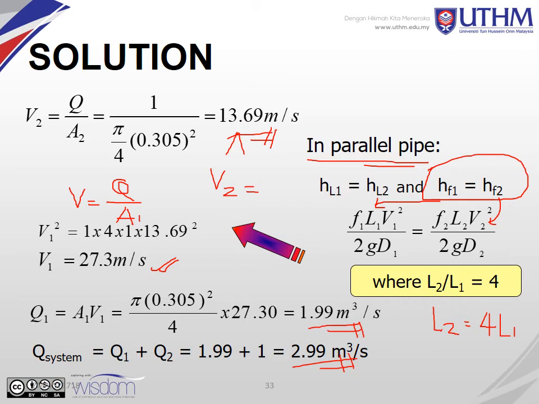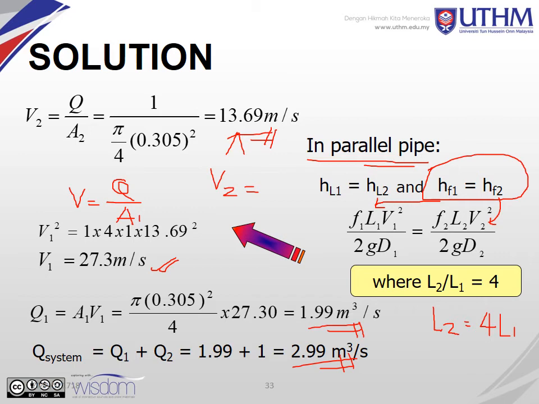Okay, after we get the velocity 1, we know that Q1 is equal to A1 V1. Using this equation, we get the Q at pipe 1. So lastly, we just total up the Q in those pipes. So Q total is equal to Q1 plus Q2. So we get this equation.